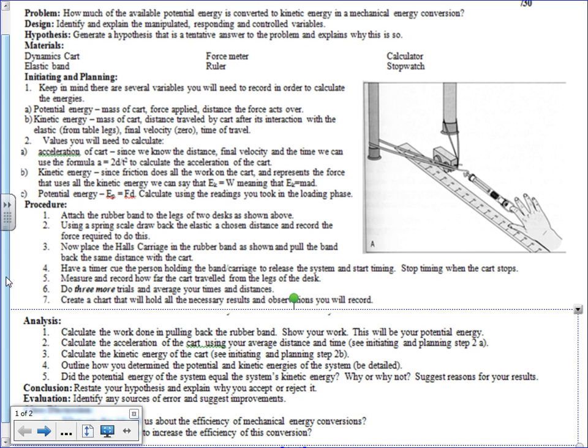All right, so you'll have the timer. Measure and record how far the cart traveled from the legs of the desk. Do 3 more trials and average your times and distances. Create a chart to hold all the necessary results and observations you'll record.